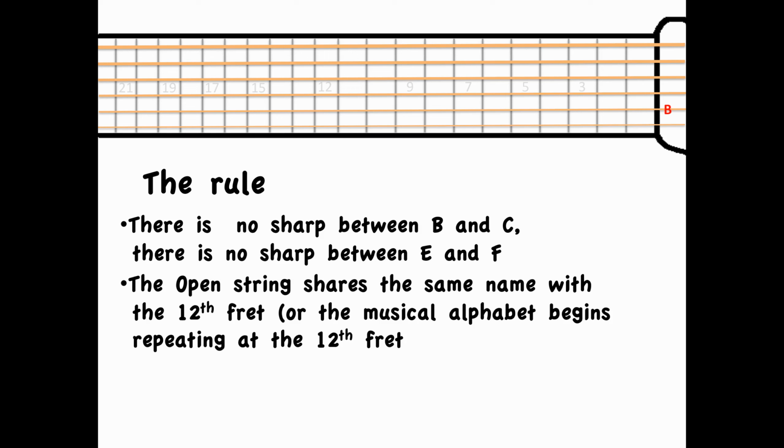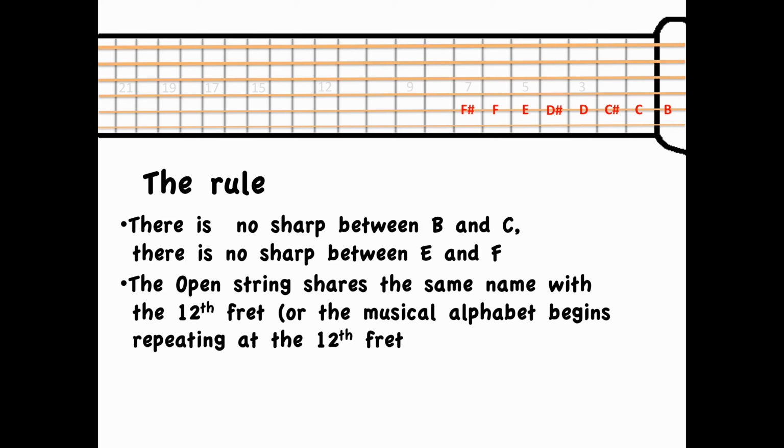So right away, my rule is there's no sharp between B and C, so the first fret here is a C. The next note is a raised C, so it's C sharp. The next letter in the alphabet is D, so here's a D. Then a raised D, so here's D sharp. The next letter in the alphabet is E, and then we're back to our rule. So the next note must be an F. There's no sharp between E and F. Following that is an F sharp.